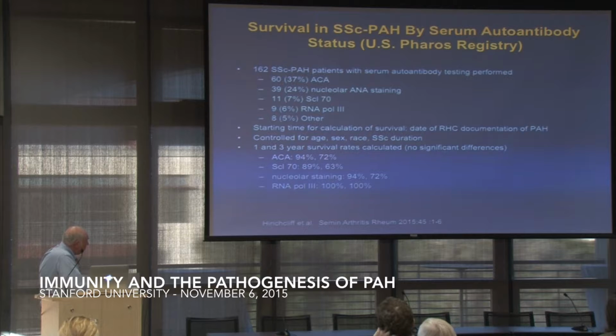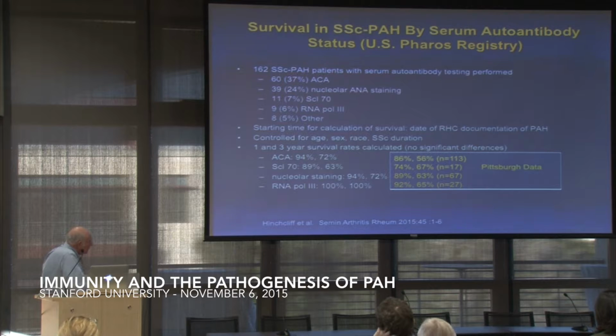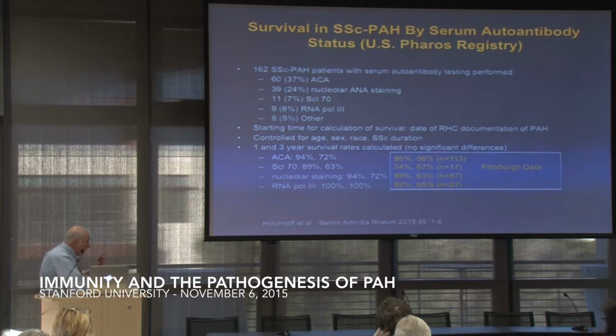Here there was an attempt to control for age, sex, race, and duration of disease, and the 1 and 3 year survival rates basically are indistinguishable from one another. So just to compare the Pittsburgh data, I think it's basically the same. Ours is somewhat lower survivals, but again, not very much difference between those groups. Now, whether that's telling us that autoantibody type may be important in the very early stages of disease, and by the time advanced pulmonary hypertension has developed, the presence of autoantibody, or a particular one of these autoantibodies, is unrelated to the natural history, the late natural history of the disease.